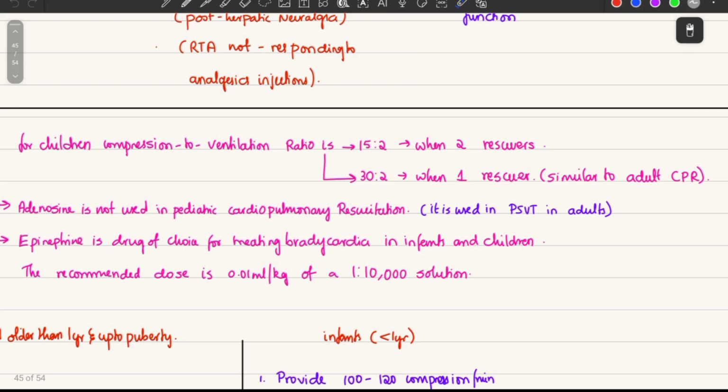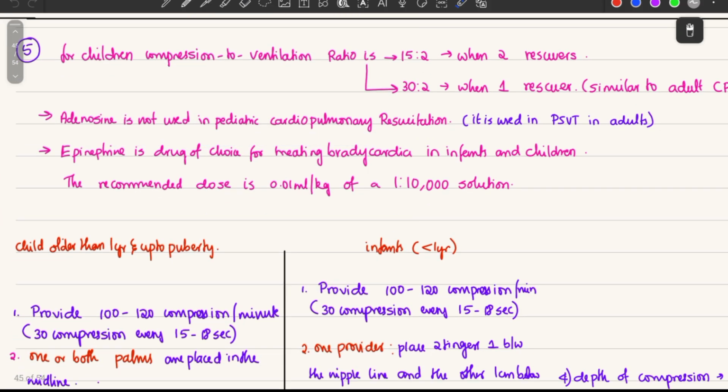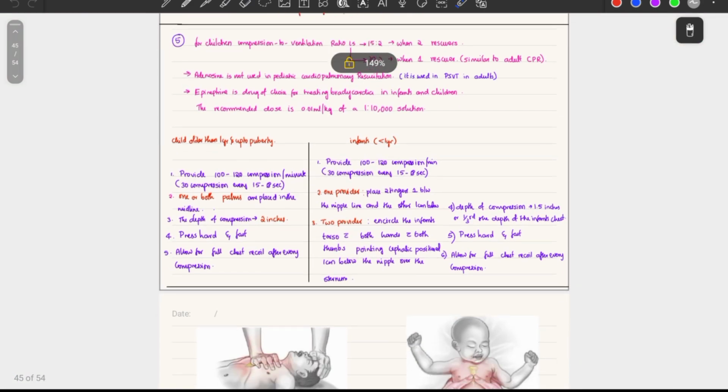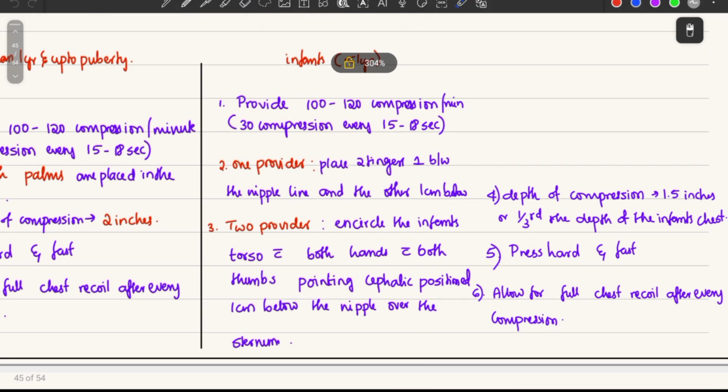See, when there are two rescuers, you have to give 15:2. When there is one rescuer, 30:2, similar to adult CPR. Adenosine is used in PSVT. This thing we have already discussed. So I'll stress only on this option.